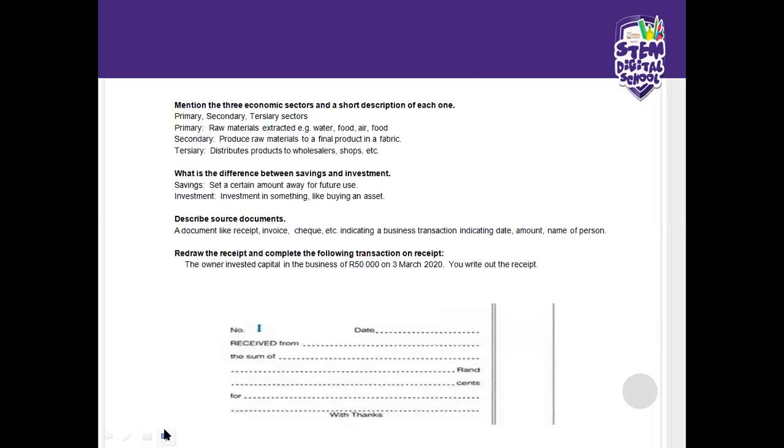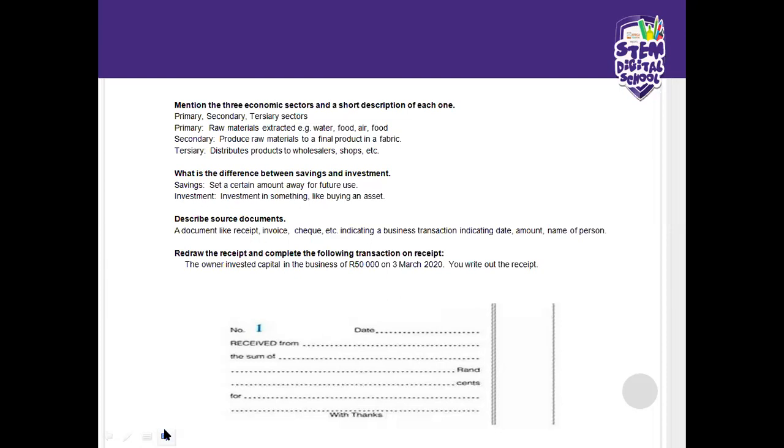Right, so the first question was, mention the 3 economic sectors and a short description of each one. So by mentioning it, it is the primary, the secondary, and the tertiary sectors, and that is 1 mark each. So there are already 3 marks. So just for mentioning it, primary, secondary, tertiary, 3 marks.